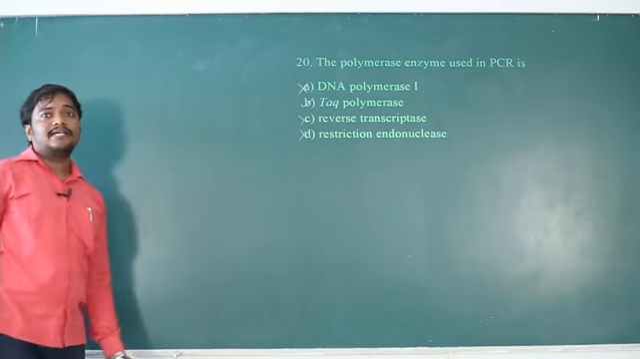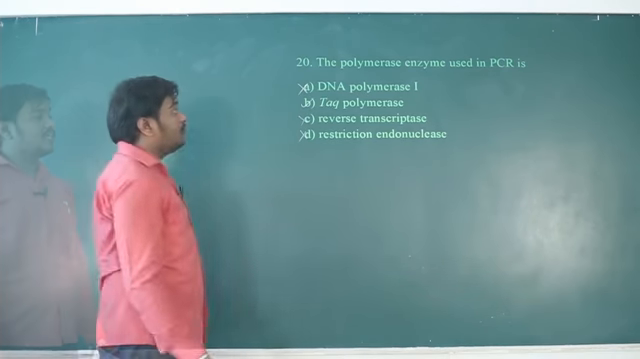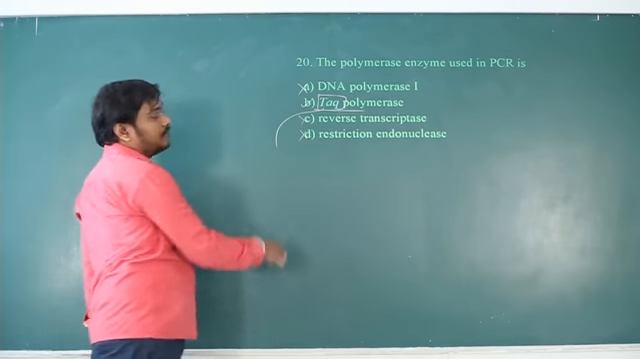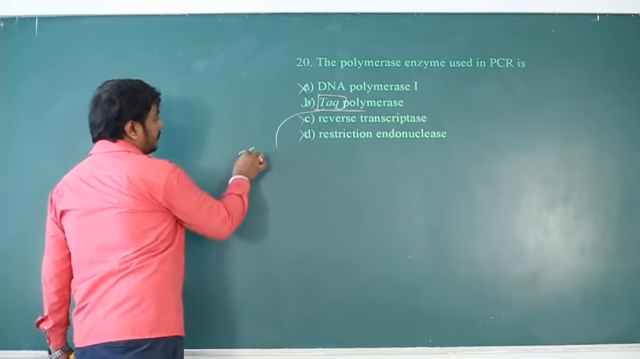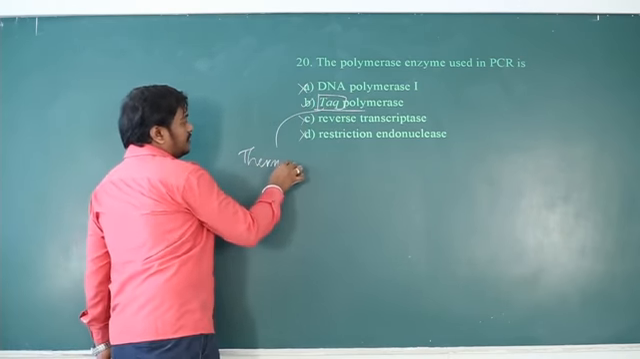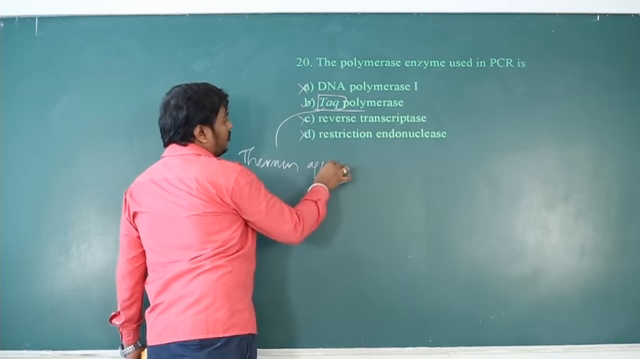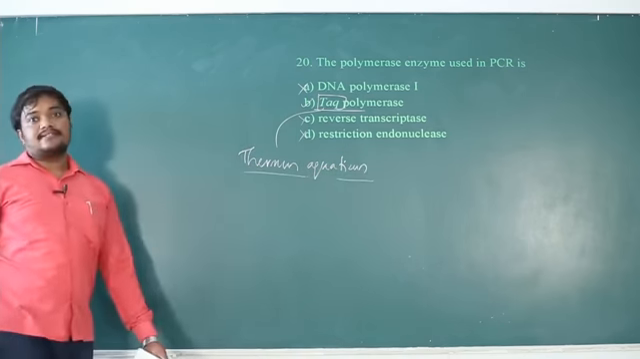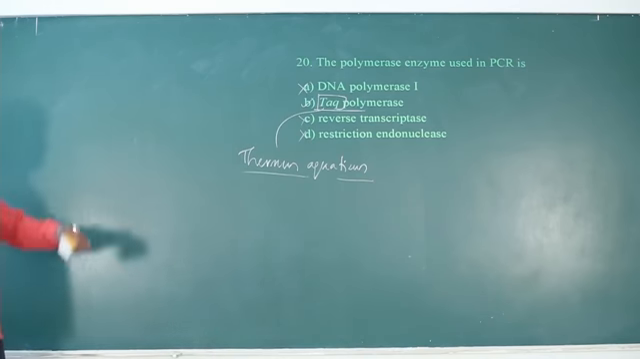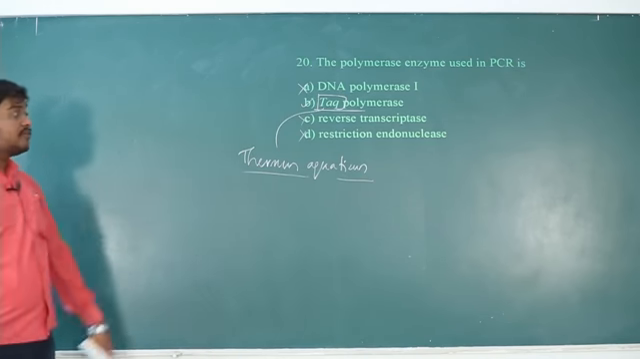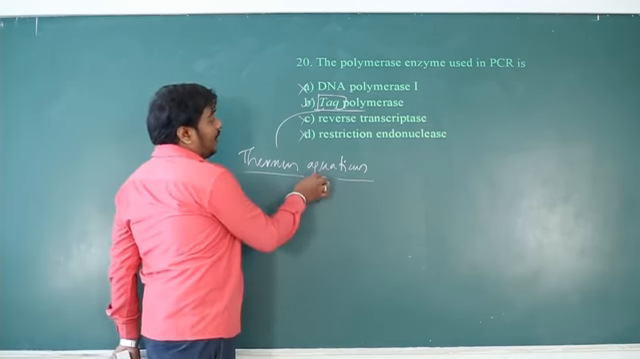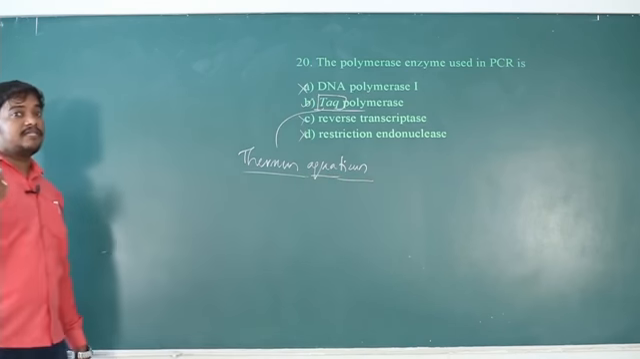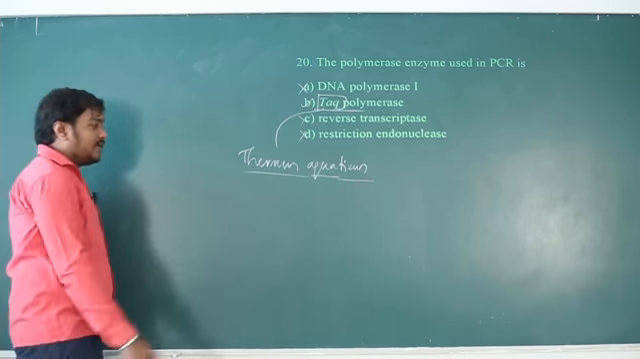Okay, so Taq polymerase is the enzyme which can tolerate high temperature. The name Taq originated from Thermus aquaticus. Thermus means high temperature, and aquaticus means water, which we call hot springs. It is an archaebacterium which lives in hot springs. In hot springs this Thermus aquaticus is there.